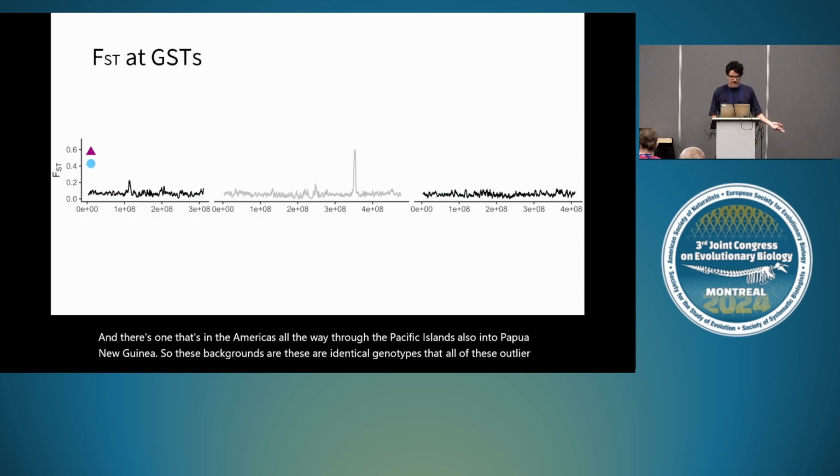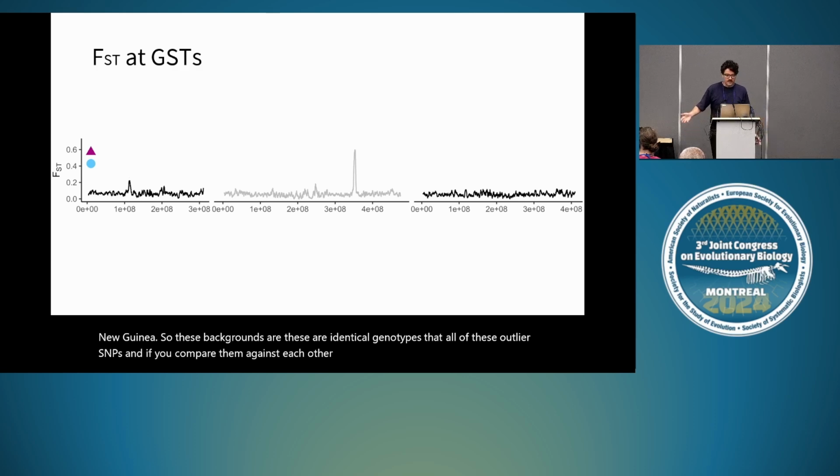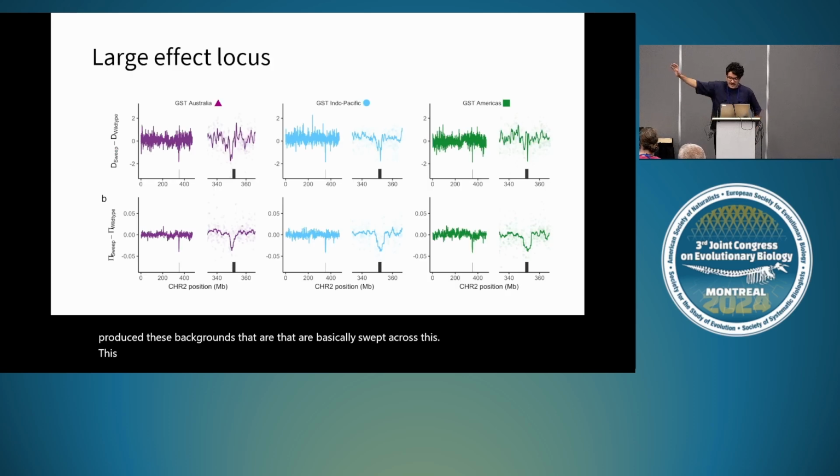So these backgrounds, these are identical genotypes at all of these outlier SNPs. And if you compare them against each other as before, this is FST, there's an enormous peak exactly at that gene region, indicating that these are multiple different backgrounds. It's not the same thing. It's basically at least 3 different evolutionary events that have produced these backgrounds that have swept across this geography. And then if we look at, again, the Tajima's D at the top, nucleotide diversity at the bottom. This is a very, very similar pattern to what we saw with the sodium channel gene before.